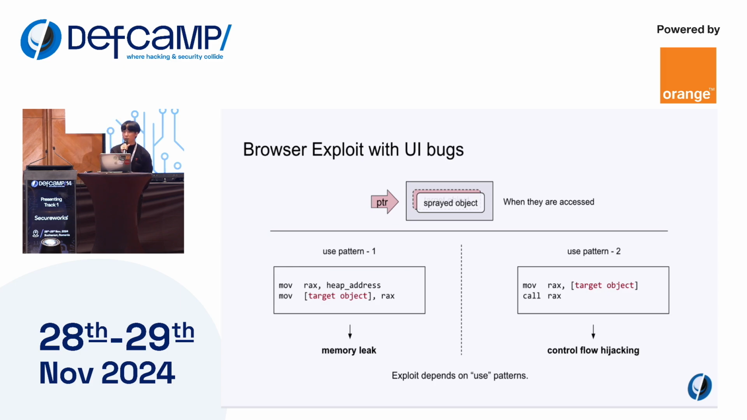Additionally, when this pointer is accessed, the access pattern determines how this bug is exploited. In the example on the left, a heap address is written to the target object, which results in a memory leak. In the example on the right, data is read from the target object and used in a call instruction, causing control flow hijacking. This shows how different access patterns let attackers exploit the vulnerability in various ways. And that's the four scenarios of how UI-based bugs can be attacked in browsers.